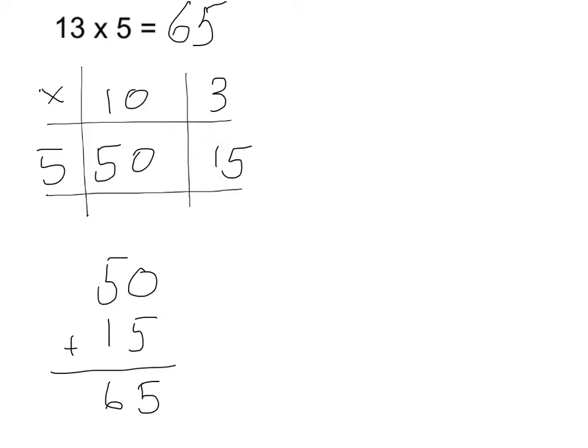Once I had these two answers, I then added them together using the column method, making sure that the units lined up and the tens lined up. Once I'd added these two figures together, I then had the answer 65.